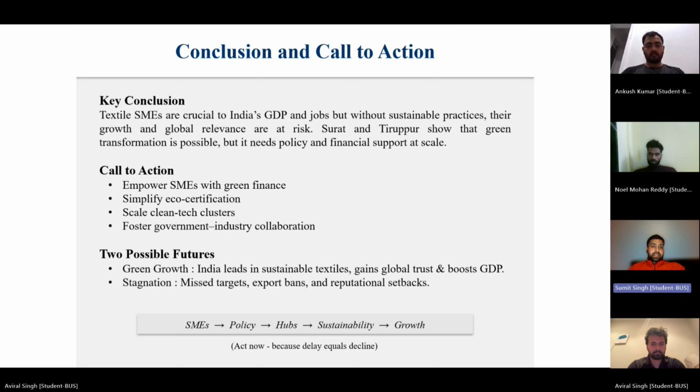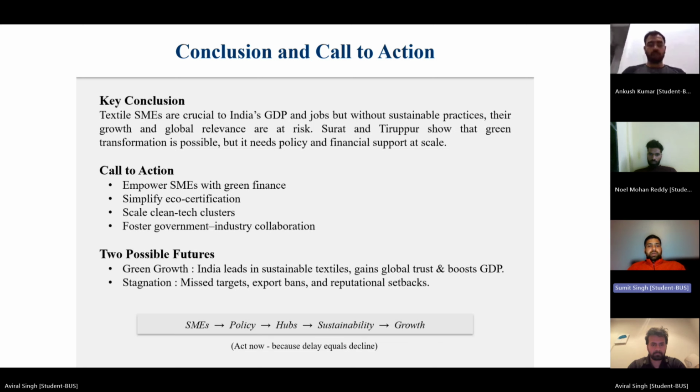Our call to action is threefold. Number one is policy: simplify processes, incentivize green performance, and hold stakeholders accountable. Number two is infrastructure, with shared treatment and energy systems at scale. Number three is finance: make green money flow where it's needed most for India's 36 million SMEs. Together, these pillars can form the foundation of a sustainable, inclusive, and export-ready economy.